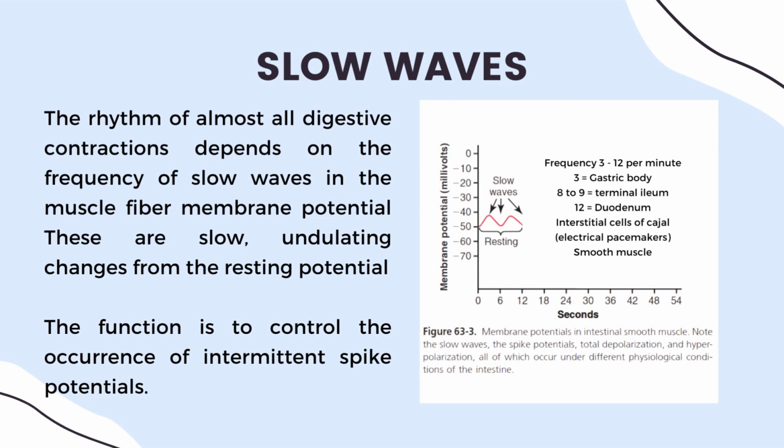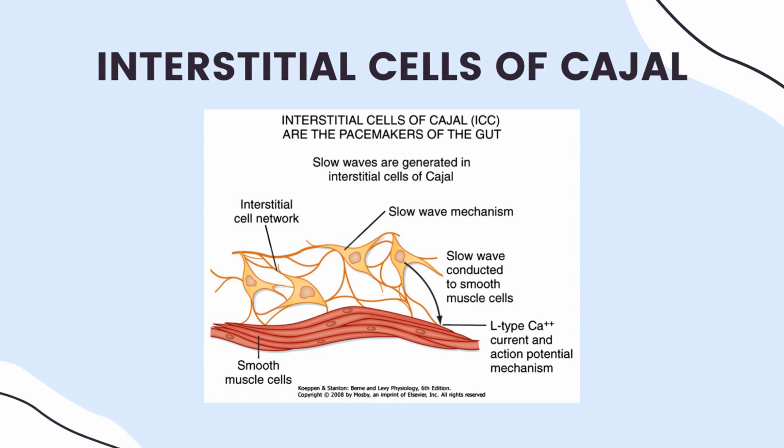It is believed that the origin of these slow waves is due to a complex of cells called interstitial cells of Cajal. The function of these cells is to function as electrical pacemakers of the smooth muscle. Just as the heart has its own pacemaker, so does the gastrointestinal tract, which are these interstitial cells of Cajal. These cells constantly send slow waves to the smooth muscle, and their function is to control the appearance of intermittent spike potentials. These are interstitial cells of Cajal where slow waves are generated by smooth muscle, and the passage of slow waves through smooth muscle.